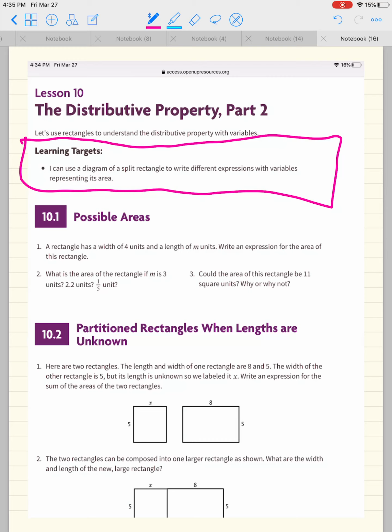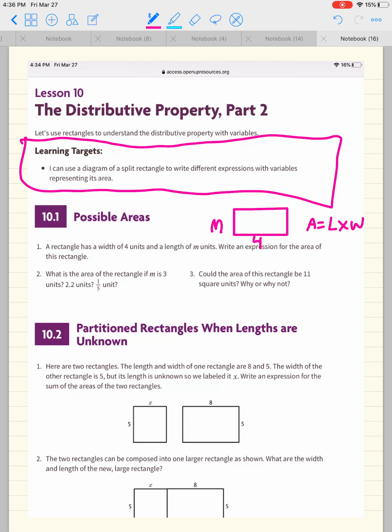So, 10.1, possible areas. A rectangle has a width of 4 units and a length of m. I'm just going to draw a picture. So let's see. Okay, we have a width of 4 and a length of m. Write an expression for the area of this rectangle.